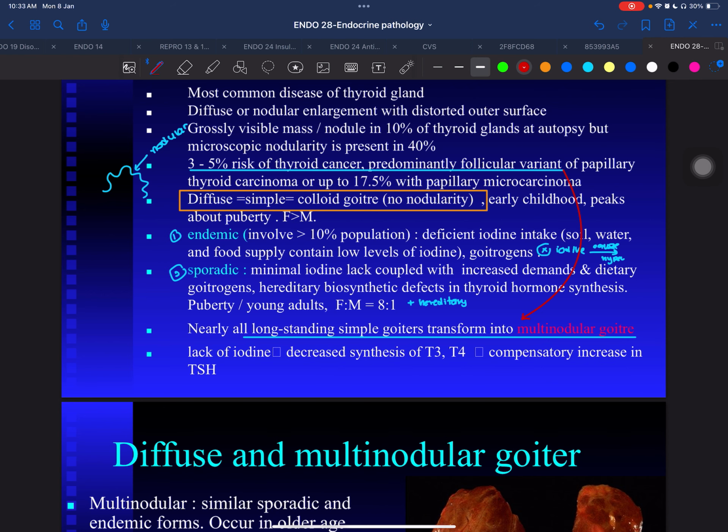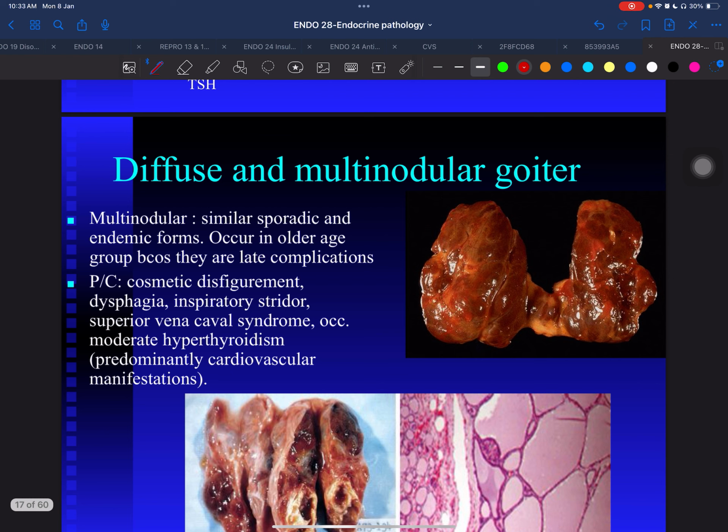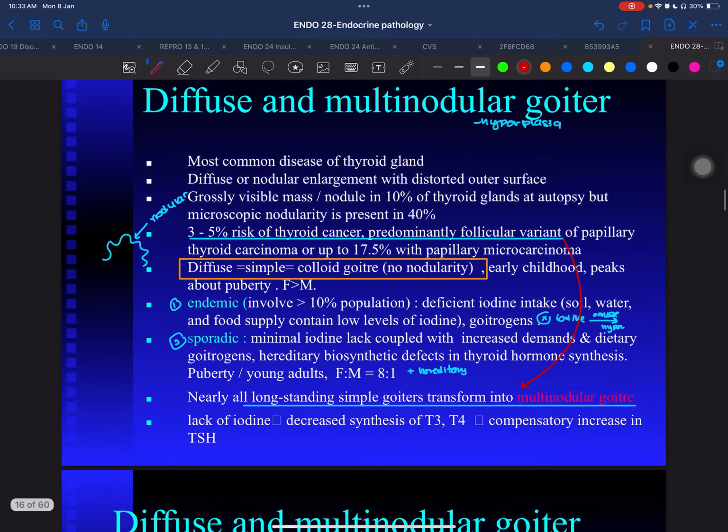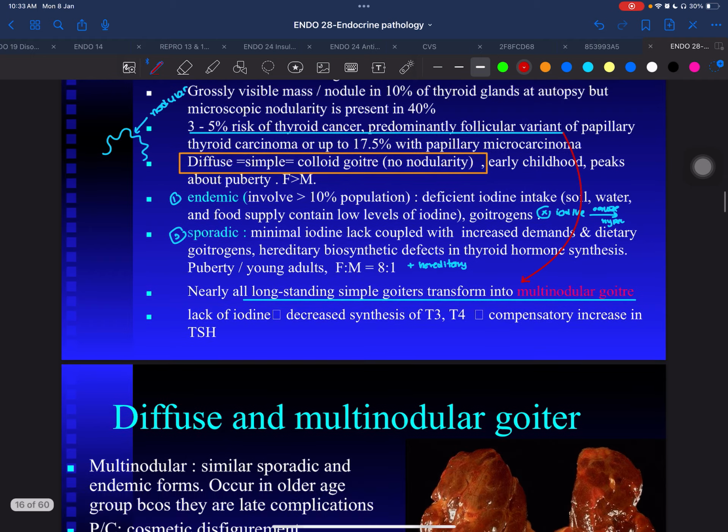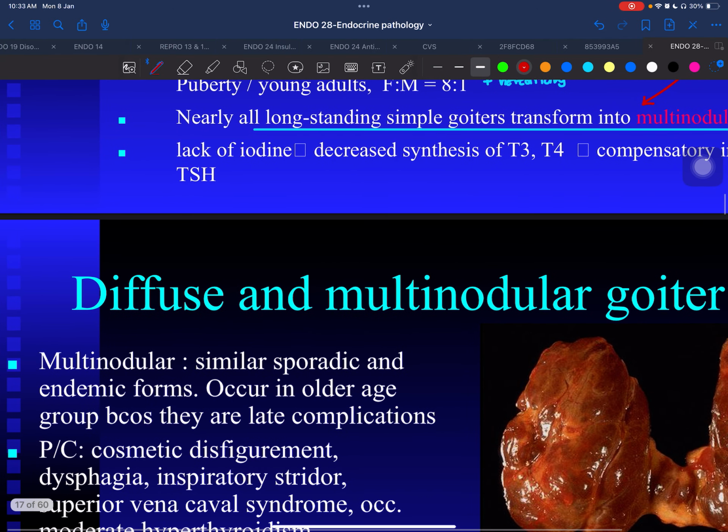Still under diffuse. Okay, multinodular, similar, it has sporadic and endemic forms. But multinodular is usually in an older age group. Okay, because they are late complications of simple goiter. What is the problem with multinodular goiter? You see the neck is bumpy, the thyroid enlargement that causes cosmetic disfigurement, not nice.